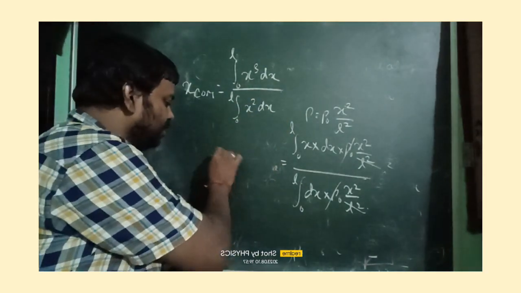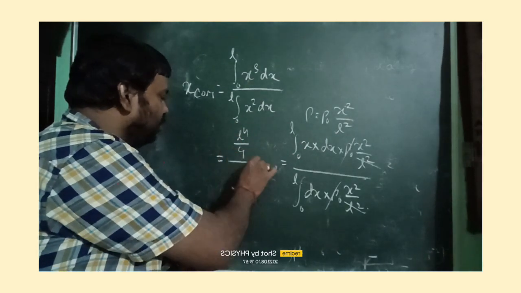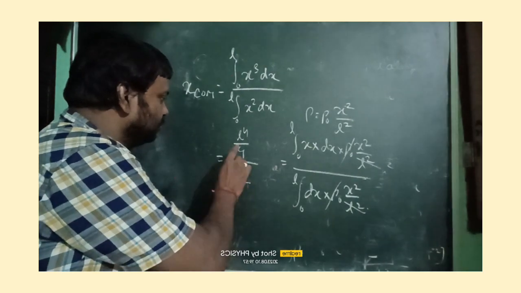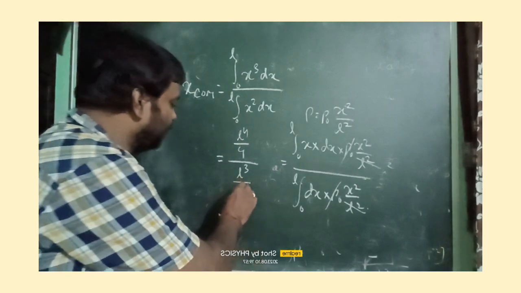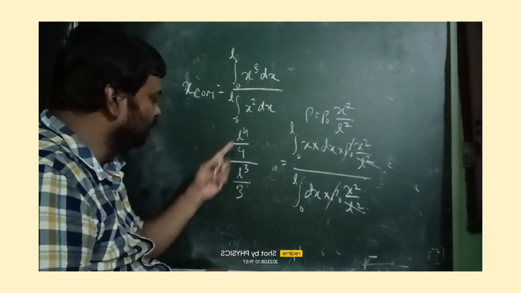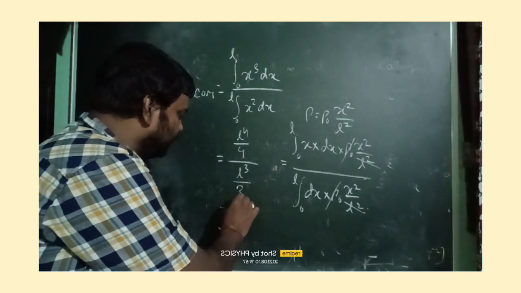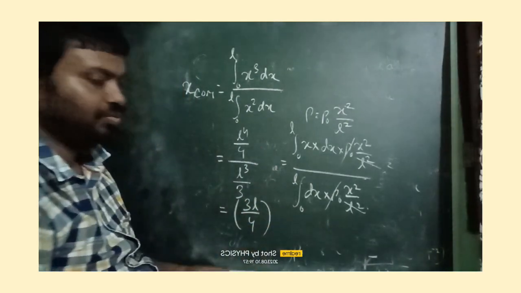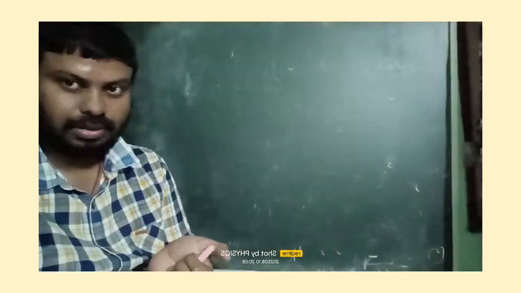Now to integrate it, that is x to the power 4 by 4, that is L to the power 4 by 4, and here L cube by 3. So we have L cube, that is L, and the 3 will be reversed, that is 3L by 4. 3L by 4 is the position of the center of mass.